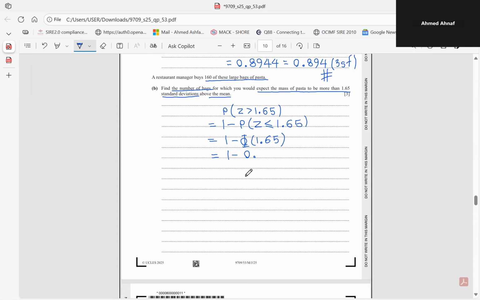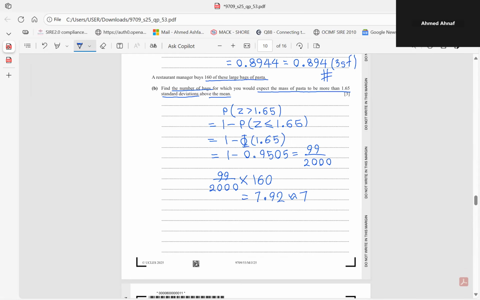So 1 minus 0.9505, you would get 99 over 2000. But here they're asking for the number of bags and not the probability. So to find that out, just take your probability multiplied by the total number of bags, which is 160. So you would get 7.92, which you can round off to the nearest whole number as 7, or 8 is also fine.